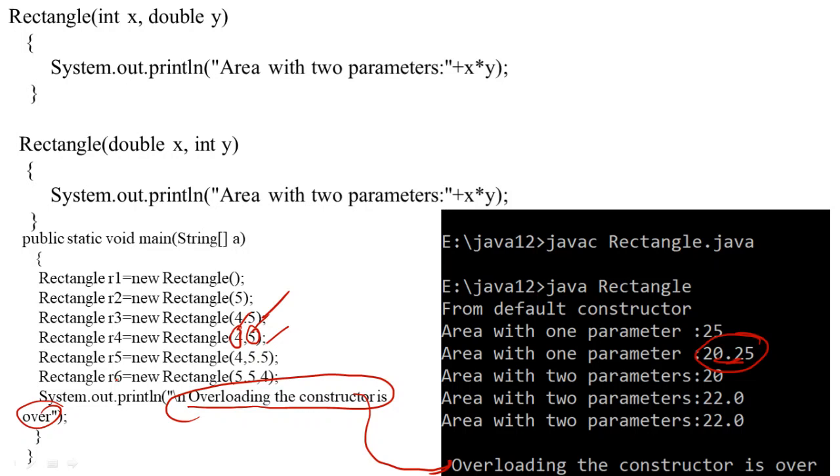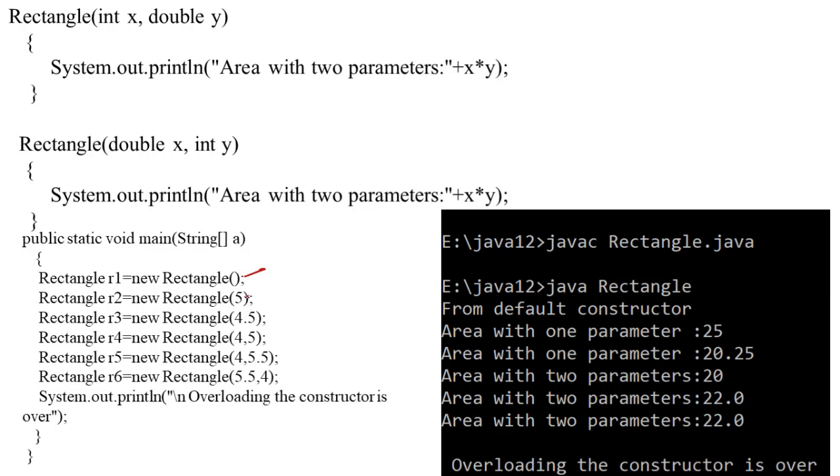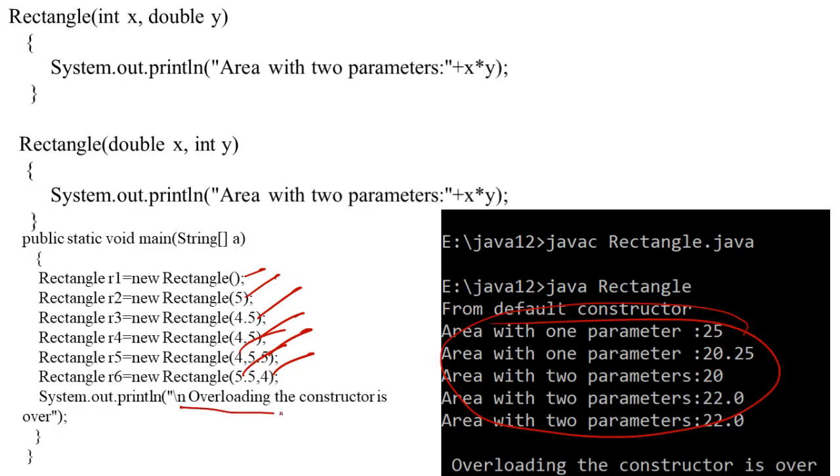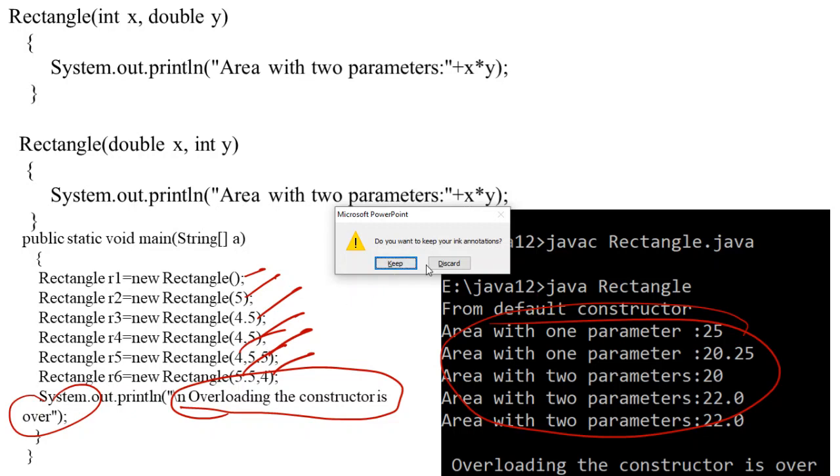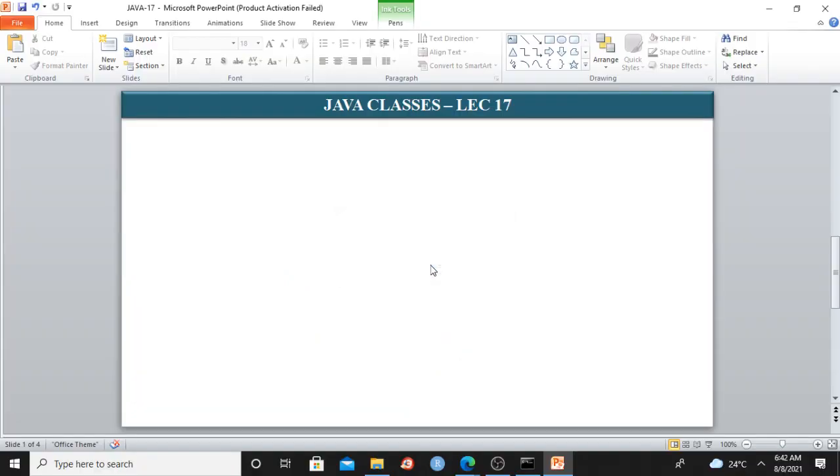Just try to understand. It's simple. Just study that. What do you have to study? We have to study all the constructors. How many constructors are there? There are 6 constructors. The first one is called without an argument. This is the integer argument. This is with a double argument. This is with 2 integers. This is int comma double. This is double comma int. The appropriate constructor will be called and this particular output will get displayed. At the end of the program, I am displaying a message, overloading the constructor is over. That's what it displays. It is a simple and straightforward lecture. Anybody can understand. If you have any difficulty, please leave a comment.